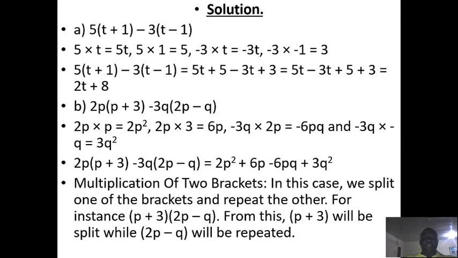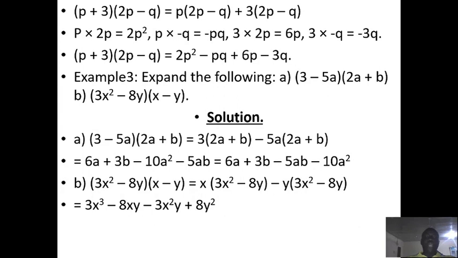We have (p + 3)(2p - q). From this expression multiplying themselves, we need to what? Split one of them and repeat the other one. So I pick to split p + 3 and repeat what? 2p - q.